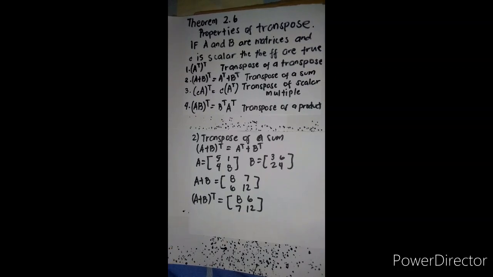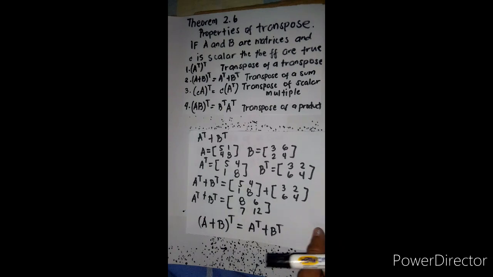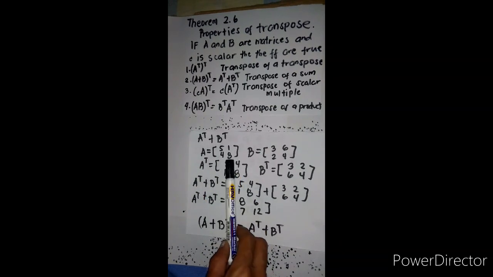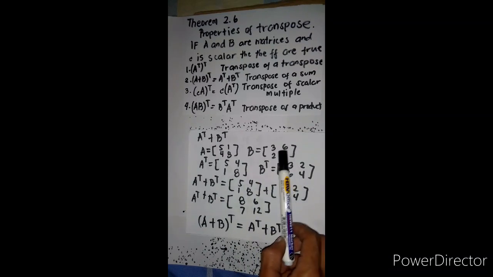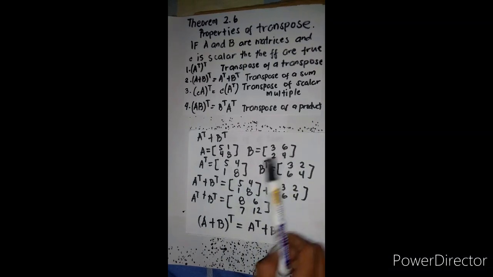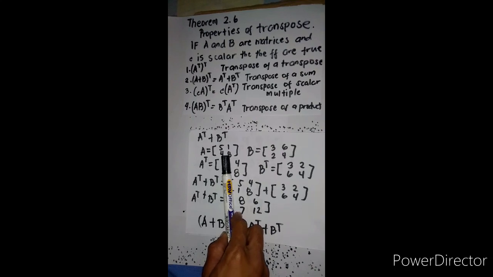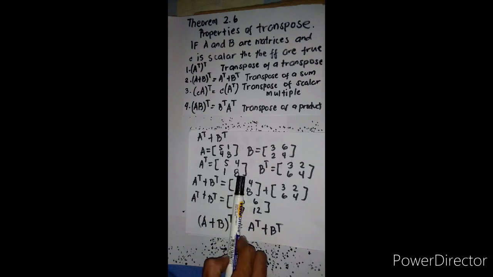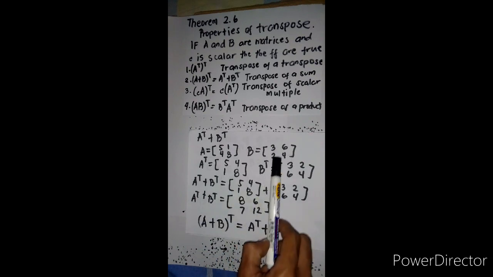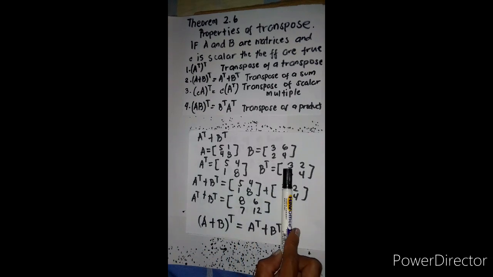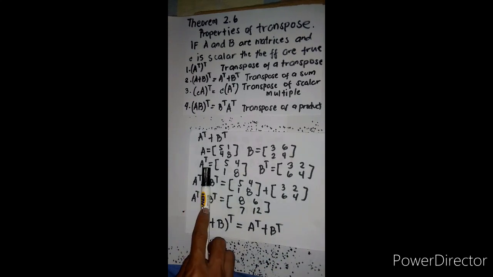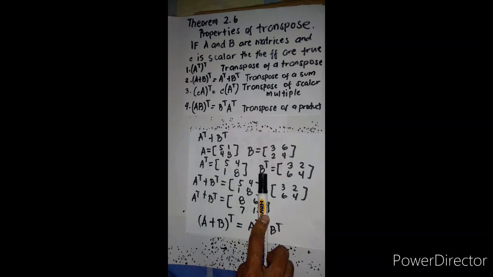For A transpose plus B transpose, we have a value of A: 5, 1 and 4, 8, 3 for the matrix B: 3, 6 and 2, 4. We need to get the A transpose. Write this column into a row: 5, 4, 1, 8. Write this column into a row: 3, 2, 6, 4. So we have a value of A transpose and B transpose.